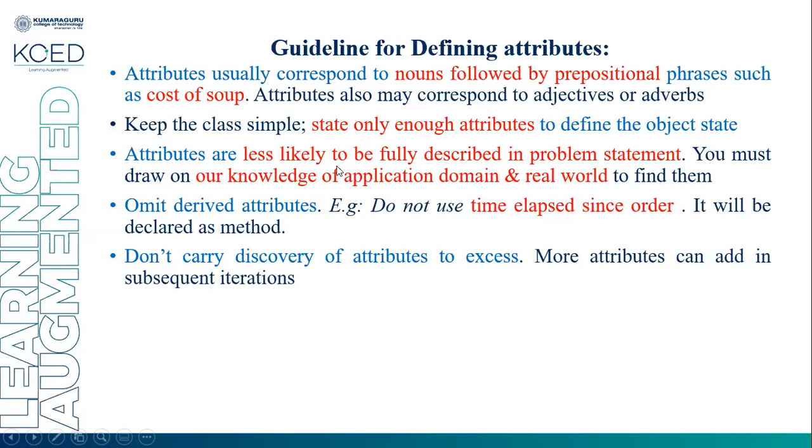The attributes are less likely to be fully described in the problem statement. Attributes cannot be fully described in the problem statement. You must draw on your knowledge of the application domain in the real world to find them. So you have to apply your general knowledge to find them. Omit the derived attributes. For example, do not use an attribute like time elapsed since order, because it will be declared as a method.